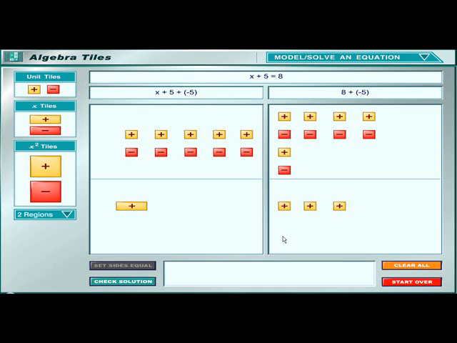To check your work, click Check Solution. If you are correct, the bottom screen will say, well done. If not correct, then the screen will say, try again. You now know how to solve a one-step equation. In the next video, we will continue to solve one-step equations.